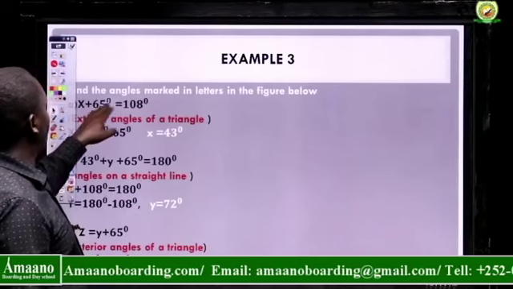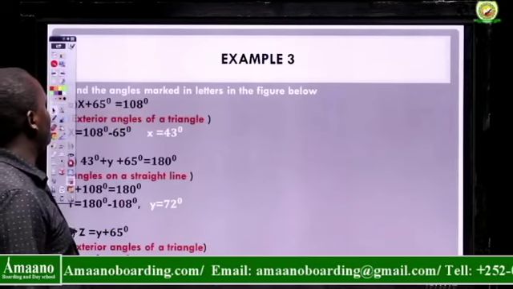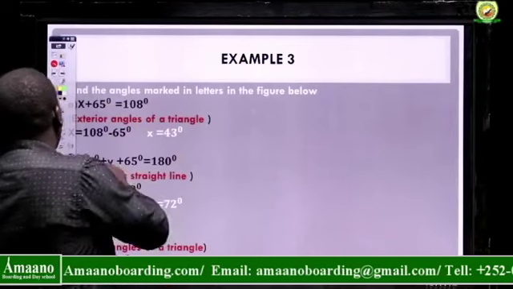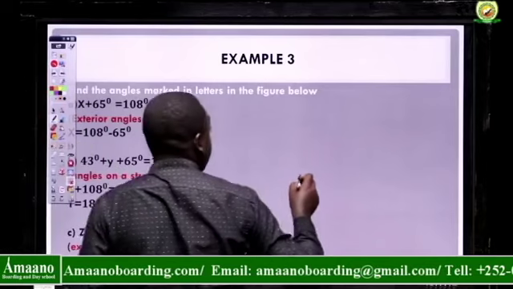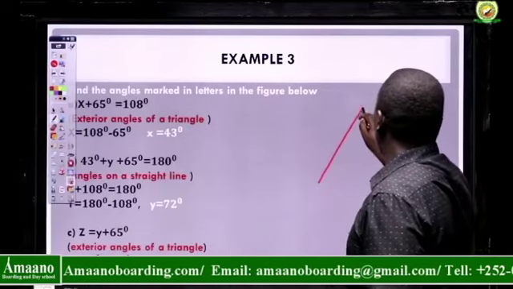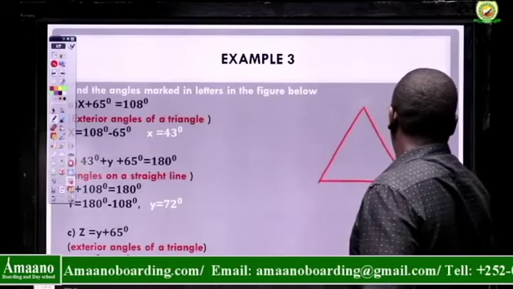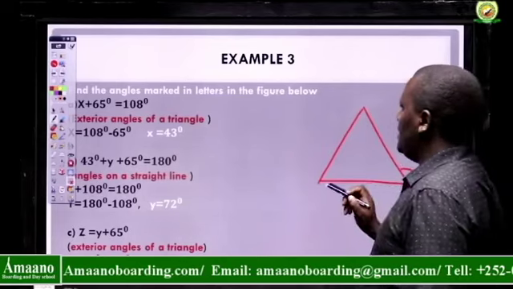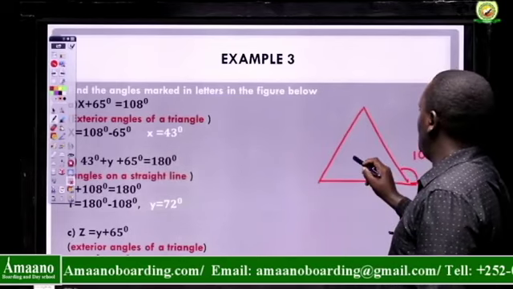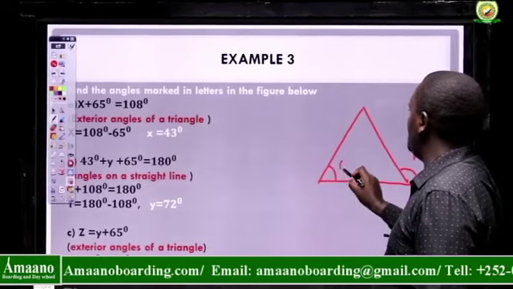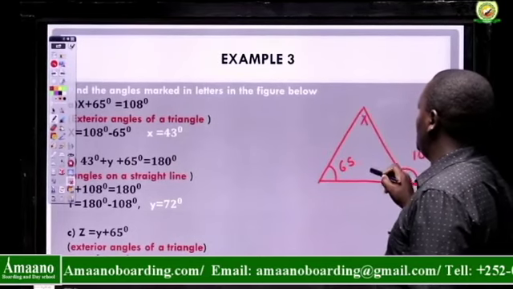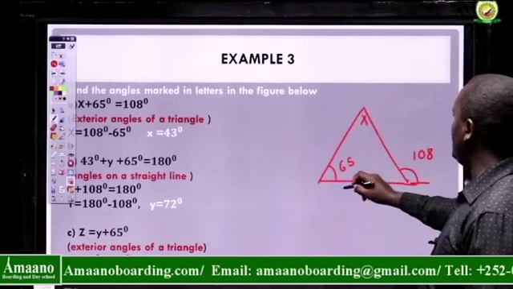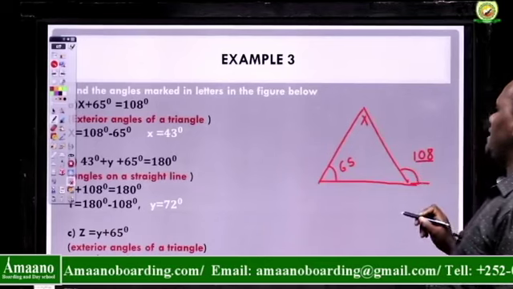We have x plus 65 equals 108. This 108 was the exterior angle. Let me draw it here. This was my triangle, and this is 108. Let me say this is my 65 and this is x. These two opposite interior angles, when I add them, I'll find the answer is 108.